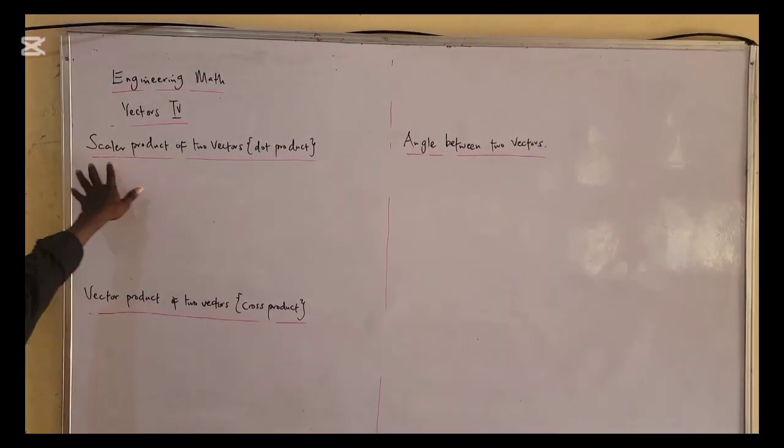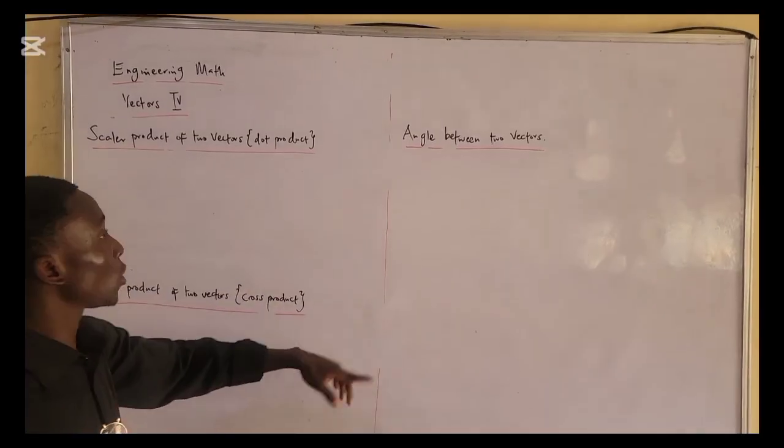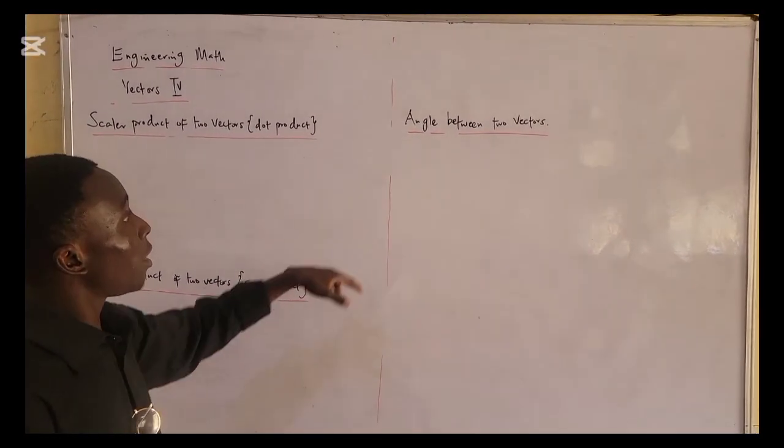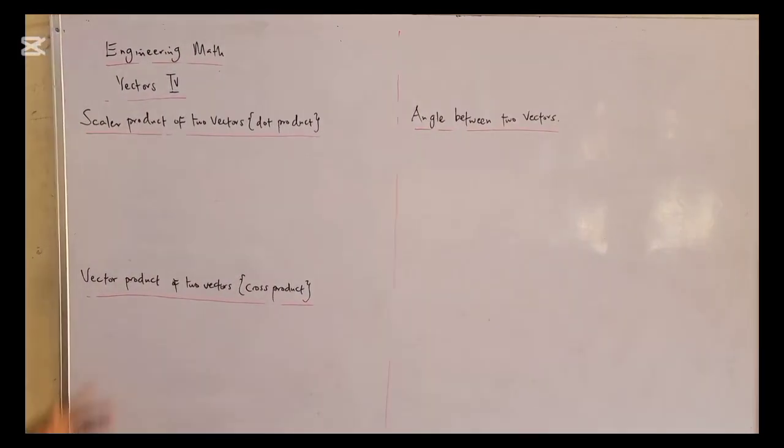This part we are going to be doing is the scalar product of two vectors, that is the dot product, and also the vector product for two vectors, that's the cross product. We are going to be dealing with the angle between two vectors. So let's get into this.